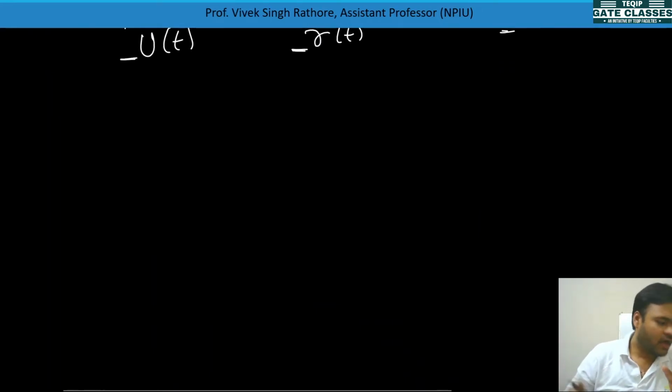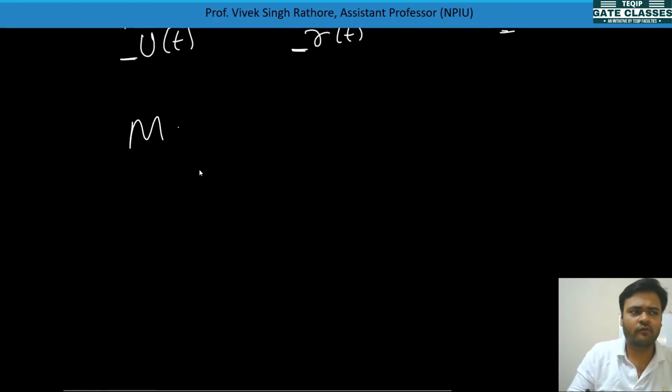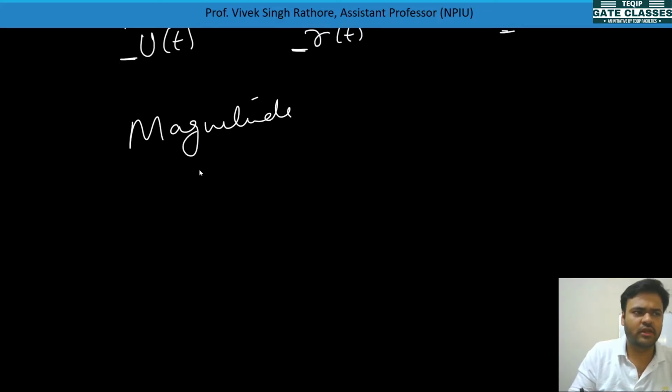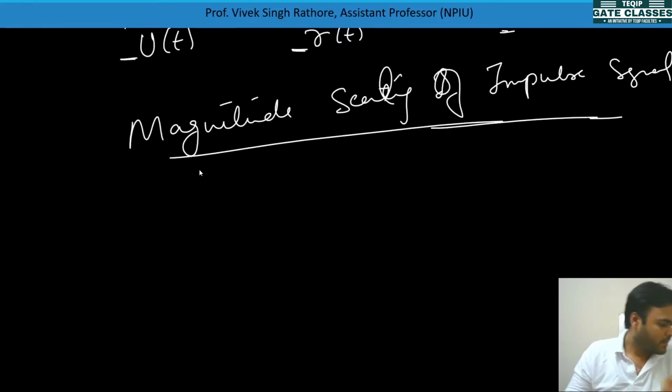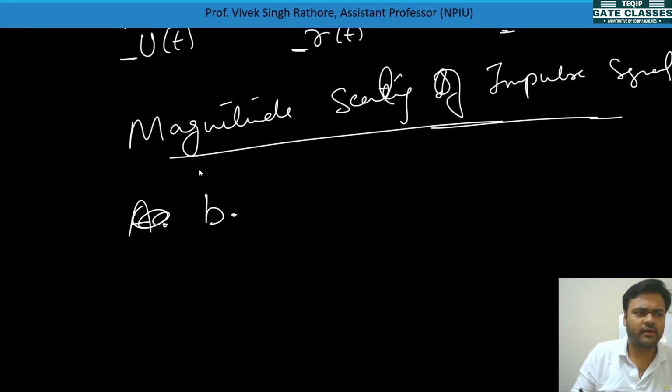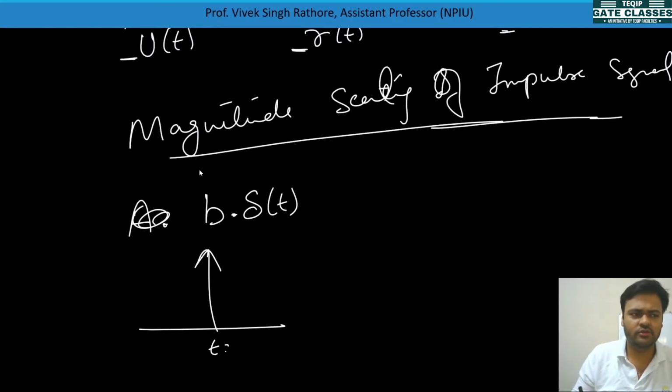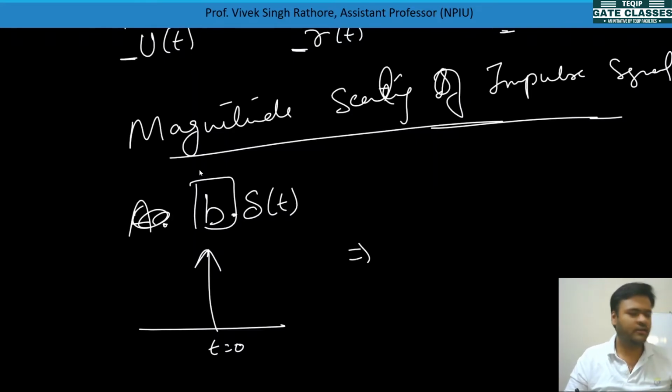Now see, if you do magnitude scaling, what will happen? Magnitude scaling of the impulse signal. Let's do something. I think it is b into delta t. Our impulse signal was there at t equal to 0, and what we have done is multiply a magnitude with our unit impulse signal. You will get the area here as b.